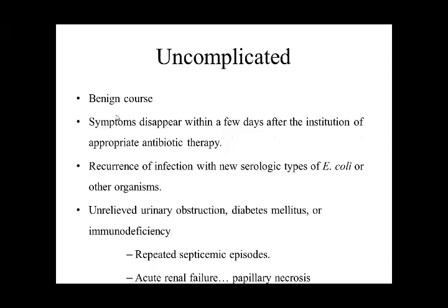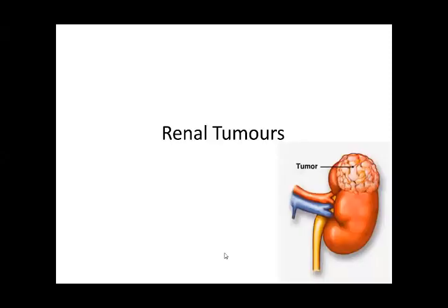In uncomplicated cases, there is a benign course. Symptoms disappear within a few days after giving the right kind of antibiotic, but it will recur as a new case if there is some reason to develop infection again. There are a lot of reasons: unrelieved urinary tract obstruction, diabetes or immunodeficiency, repeated systemic episodes. Acute renal failure and papillary necrosis occur.